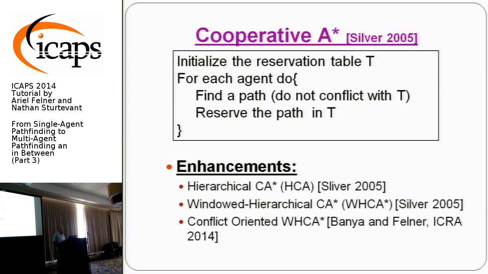There are many enhancements, and of course you could see that this method is not complete, because I can give you many examples where the first agent blocks the way to all the others, and they cannot go. You have to do some kind of backtracking, which is not introduced into these methods.